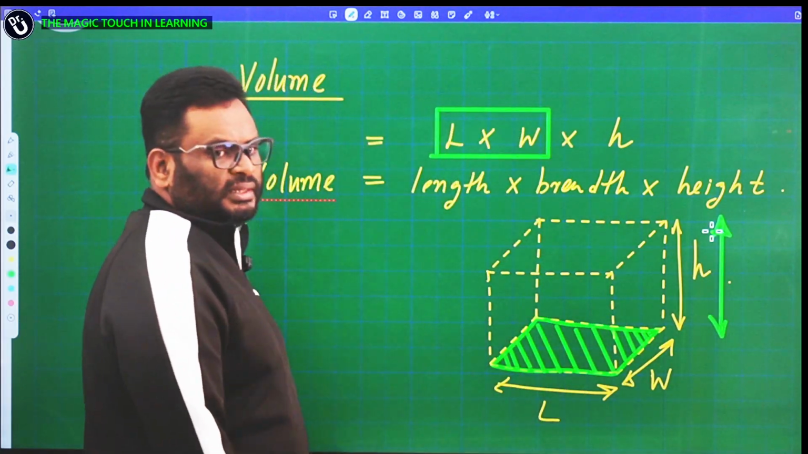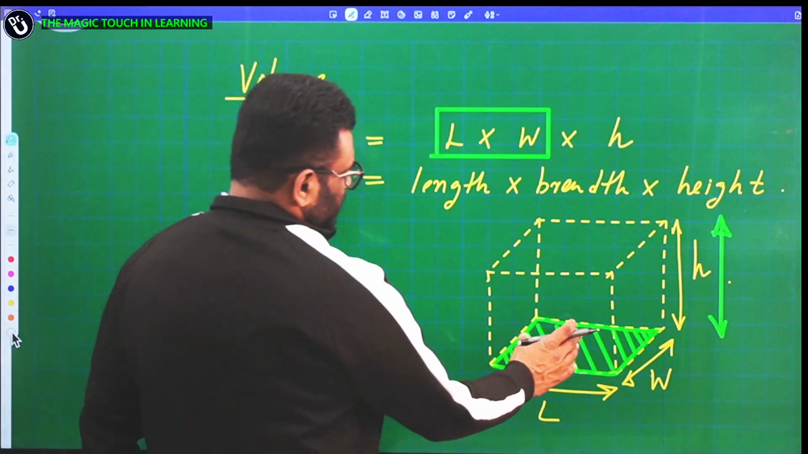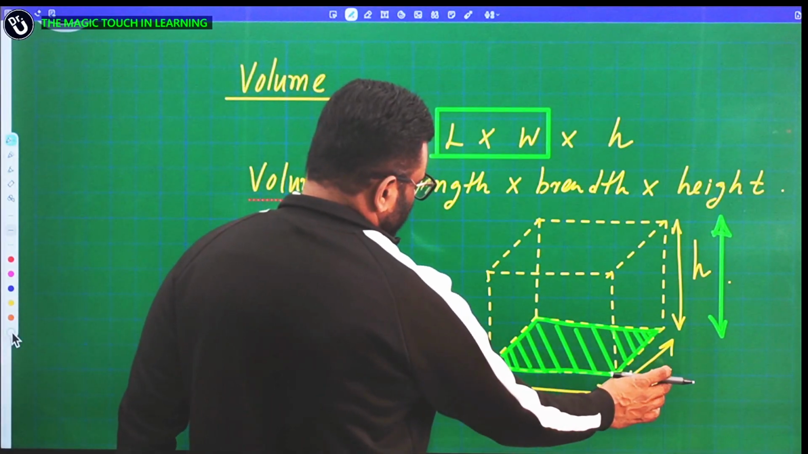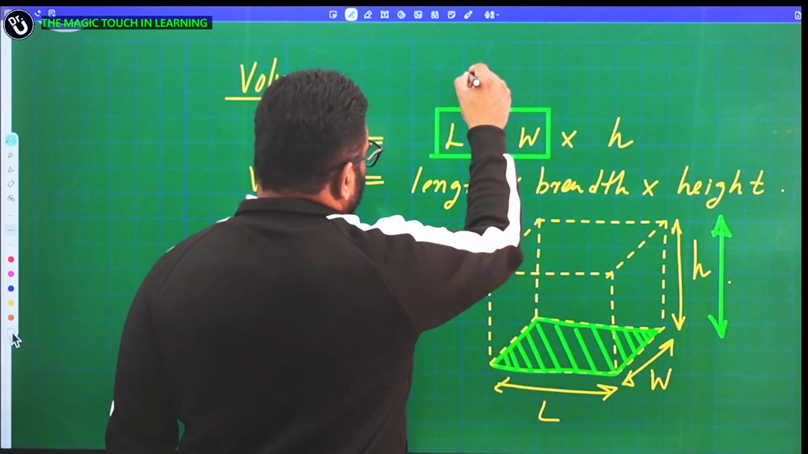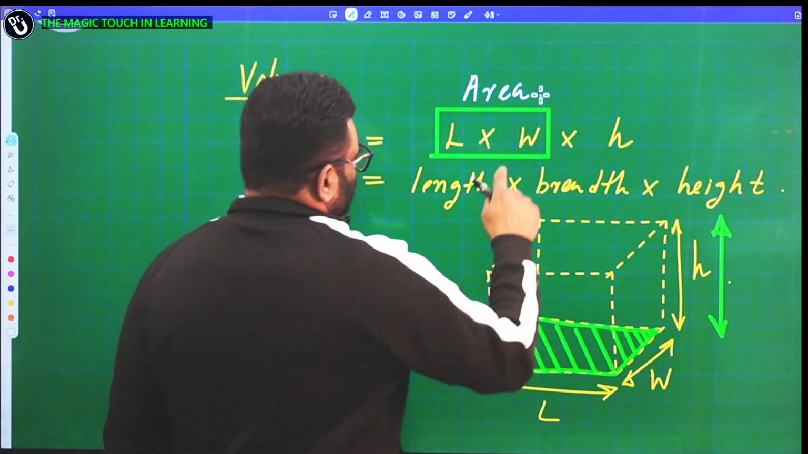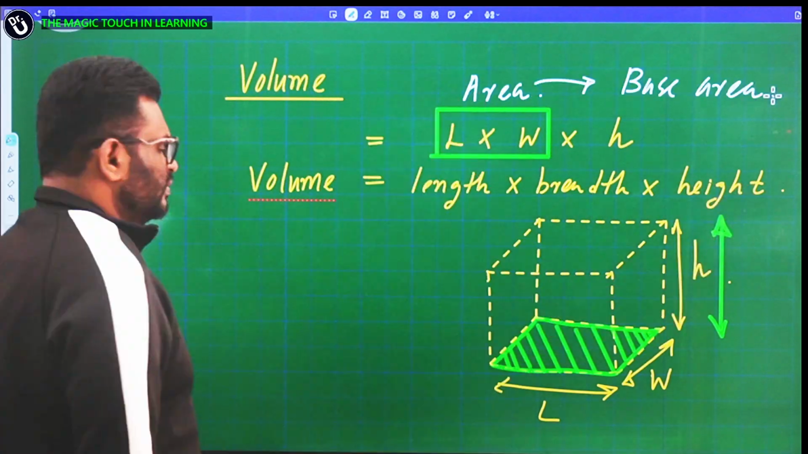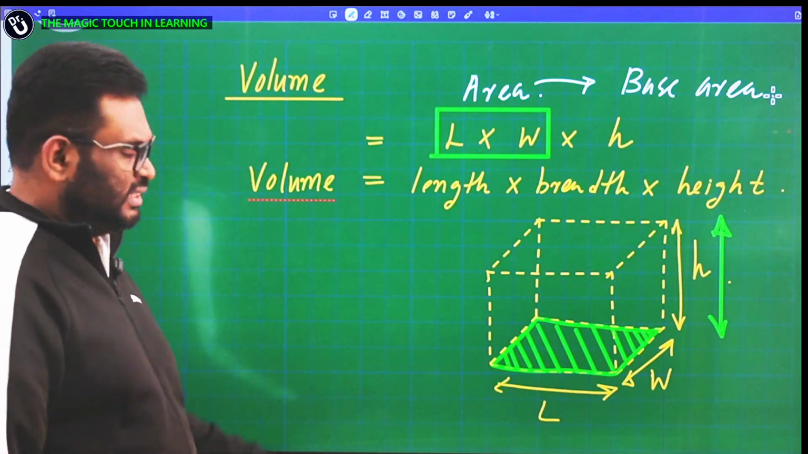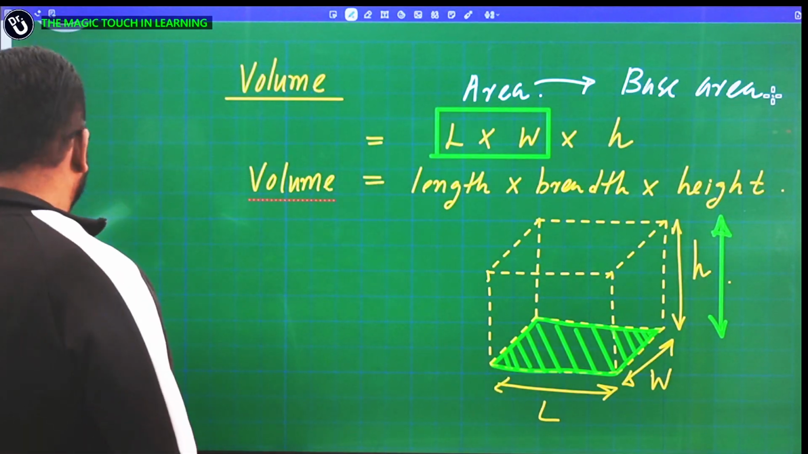Should be pretty clear. Because L times W gives you the area, we call this one area. So area times height. This is all about volume. This is how you find the volume.